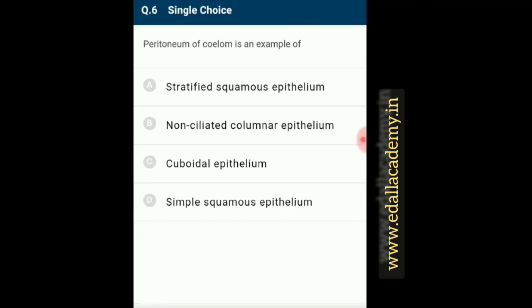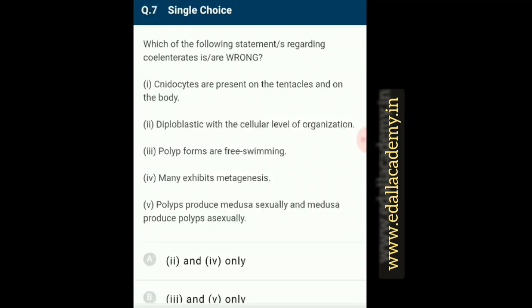Peritoneum shows flat cells and hence is an example of simple squamous epithelium. So the answer is option D, simple squamous epithelium. Question number 7. The following statements regarding phylum Cnidaria traits are wrong.